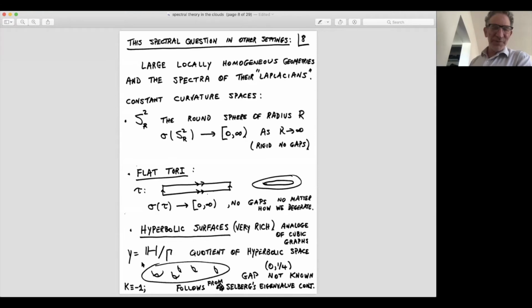So here you see a hyperbolic surface. The genus gets large. Whether you can create a gap in the Laplacian in the interval 0 to a quarter is a famous problem.